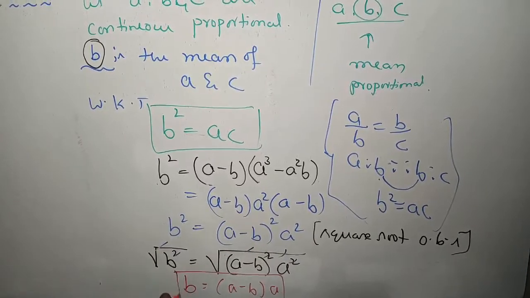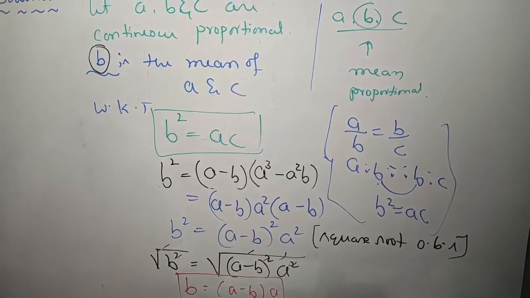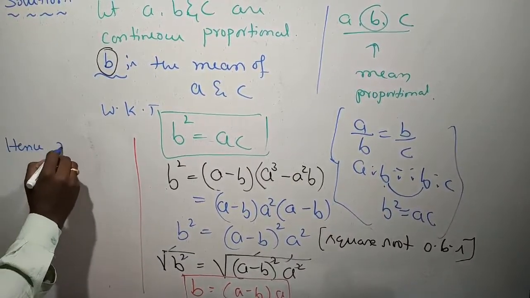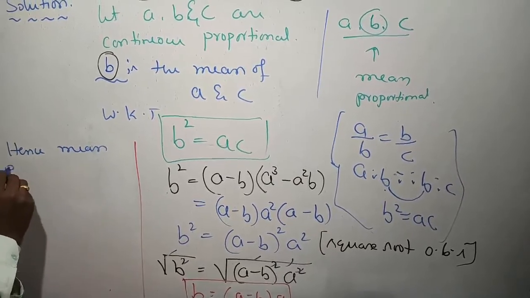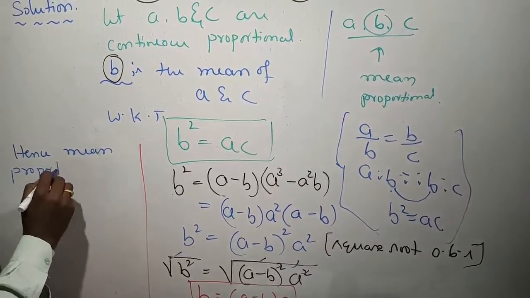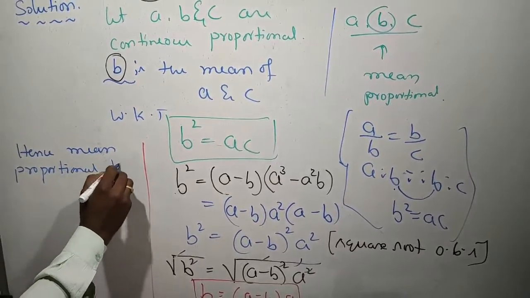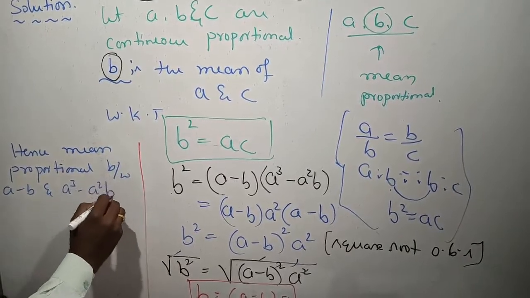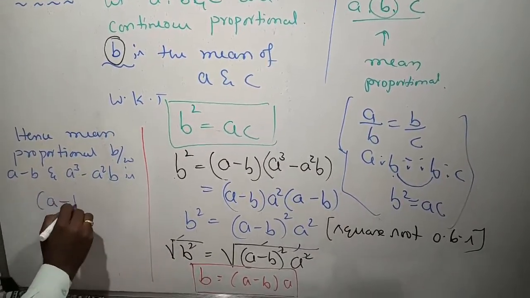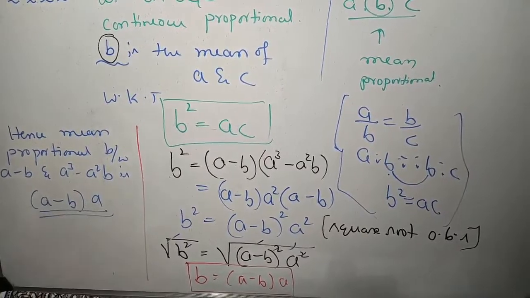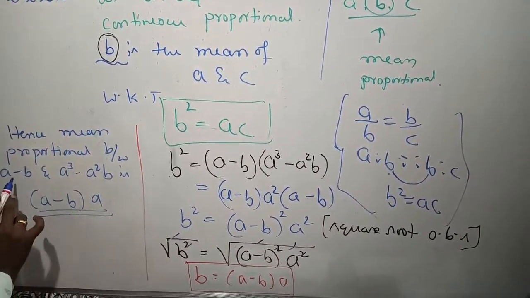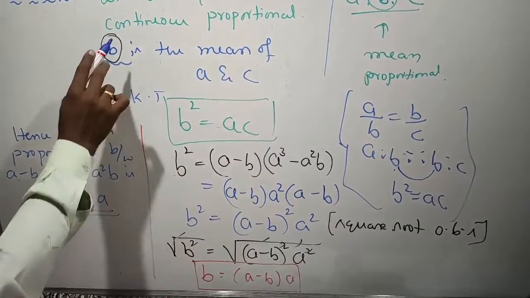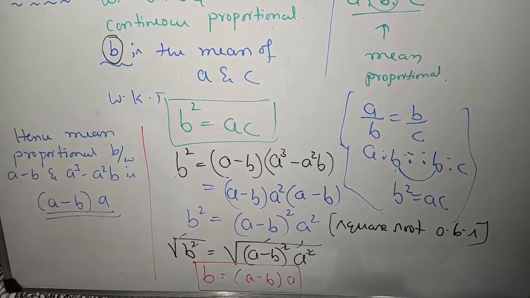Hence, I will write the conclusion, children. Hence, the mean proportional between A minus B and A cube minus A square B is A minus B into A is the answer, children. Understand? This is the B term, this is the given A term, this is the C term. A, B, C are in continuous proportion. I used this concept and found the mean value, children.